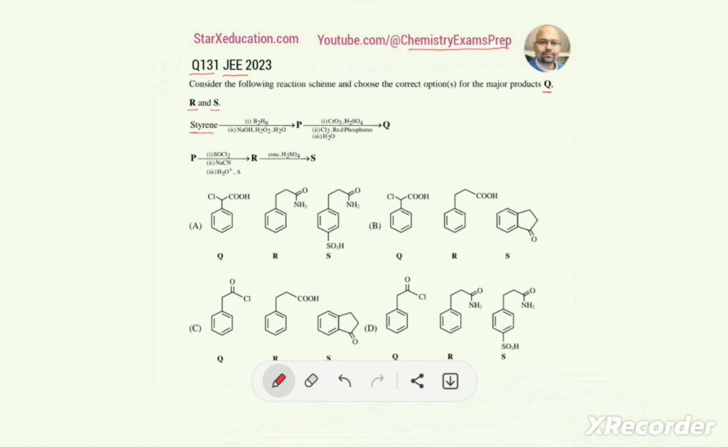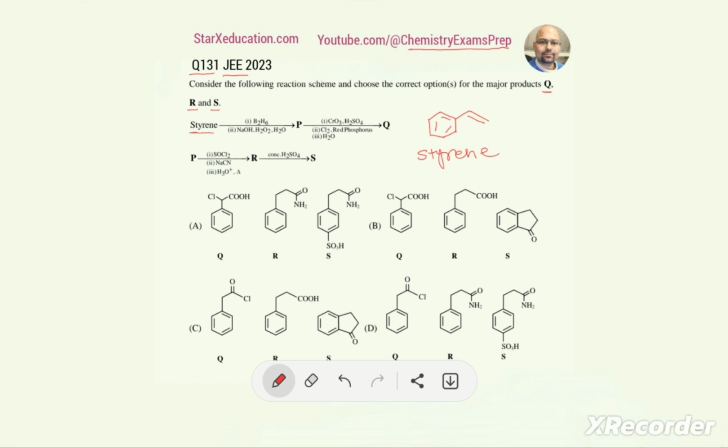So the styrene molecule is a benzene, and it's a substituted benzene where one hydrogen is substituted by a vinyl group. Styrene is a precursor of a polymer, polystyrene. It's probably most well-known reaction.